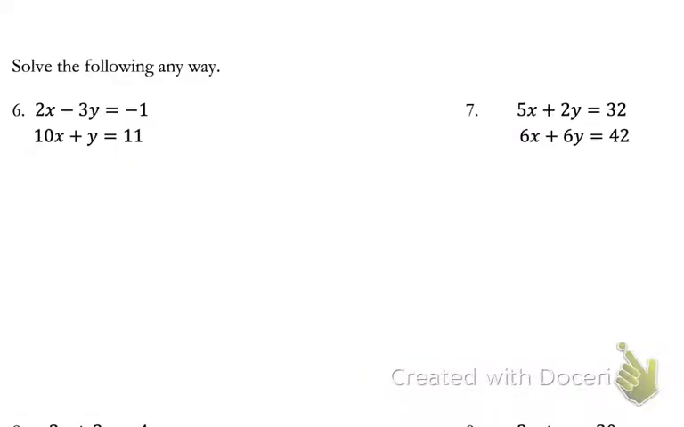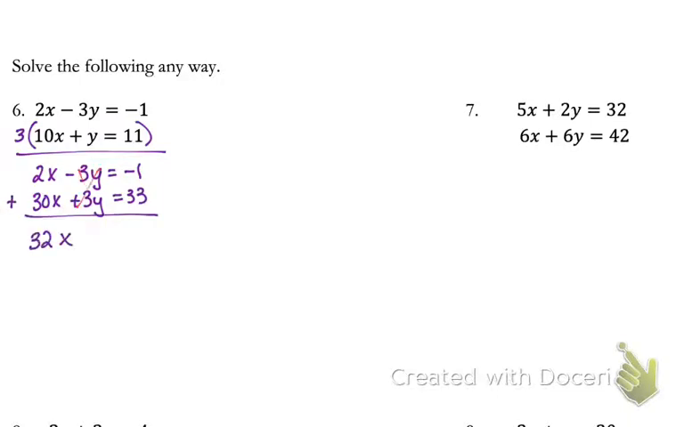Problem 6 says to solve any way, so I could use either substitution or elimination here. I personally prefer elimination, so that's what I'm going to do. I'm going to eliminate my y's, so I'm going to make them negative 3y and positive 3y. Add down, solve for x, and I get 1.